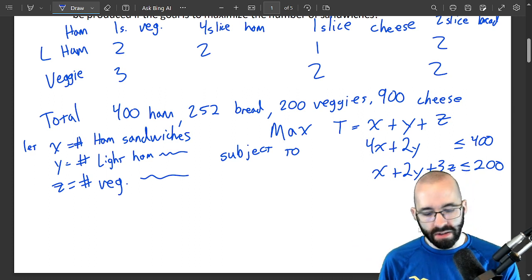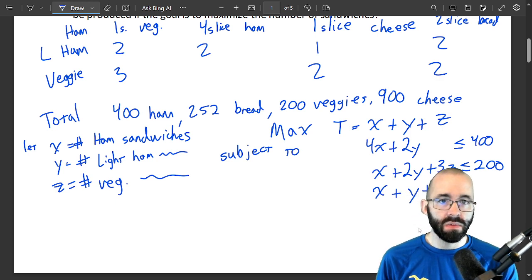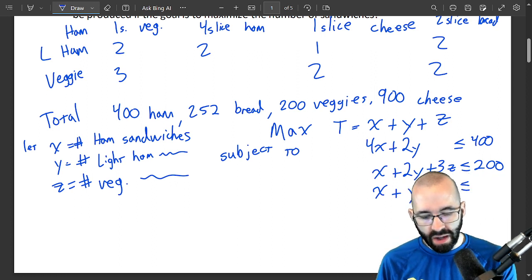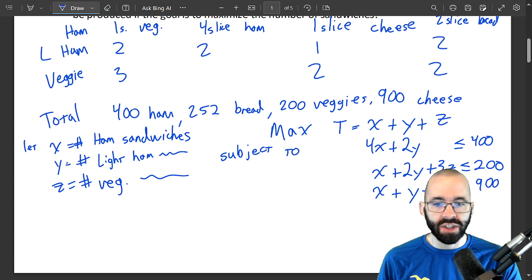We have cheese requirements. So 1 slice of cheese for ham, 1 slice of cheese for light ham, and 2 slices of cheese for the veggies. How much cheese do we have available? We've got lots of cheese.